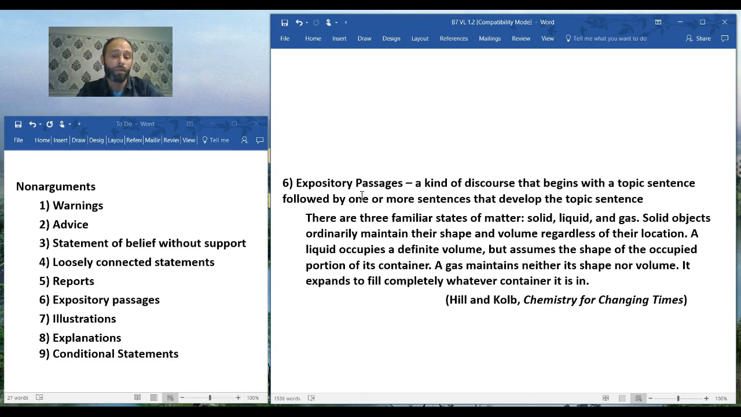So the first sentence of this passage tells us there are three familiar states of matter, and then the following sentences go on to tell us about each of those. So there's a topic sentence here for expository passages. There are topic sentences, and then the rest of the passage will tell us a little bit more, go more into depth about that topic sentence. Now note, in this passage, like other expository passages, the following sentences are not trying to prove to us that there are three familiar states of matter, solid, liquid, and gas. That would be kind of a weird thing to try to prove. It's just giving us more in-depth information about each of them. So telling us what a solid is, what a liquid is, and what a gas is, what properties they have.